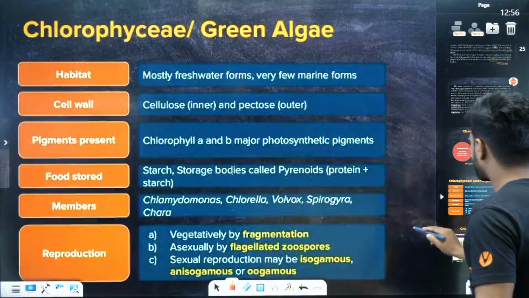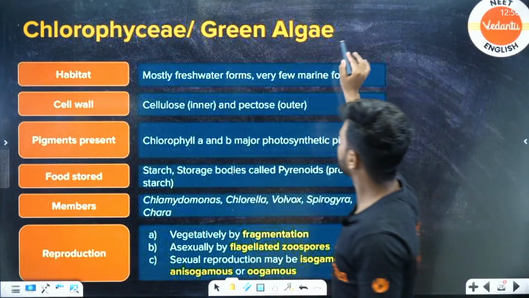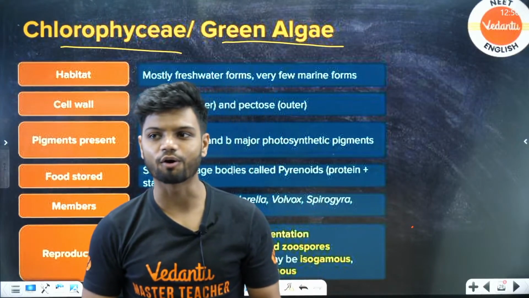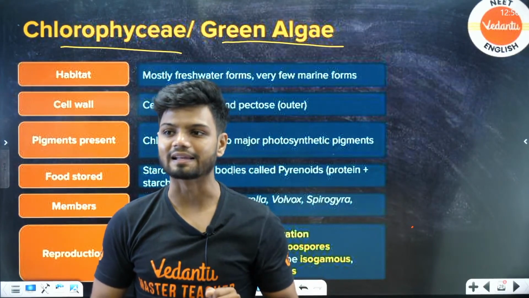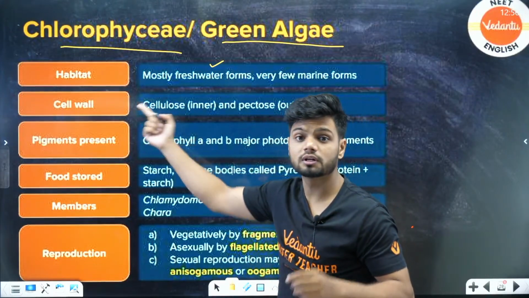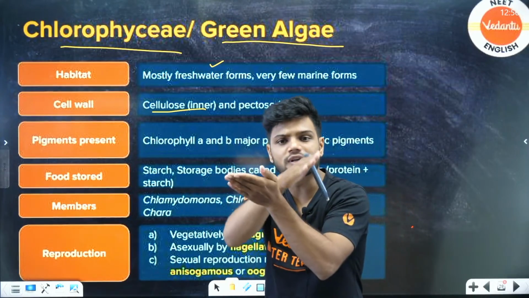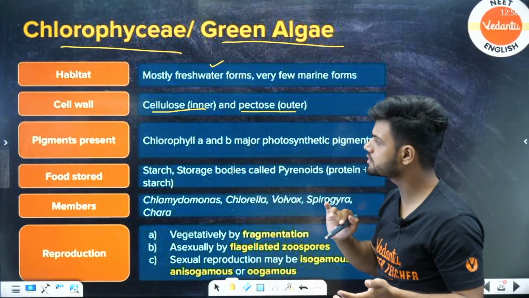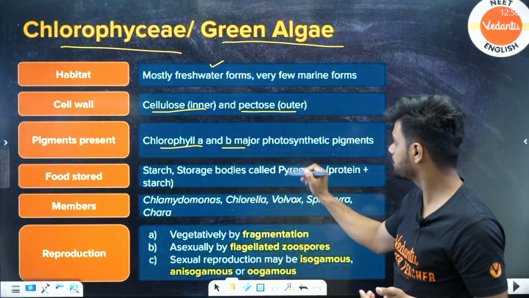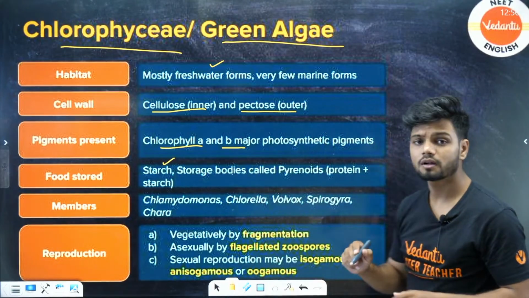Now, based on the pigment, we have first type of algae called your Chlorophyceae, also called your green algae. For example, habitat is mostly fresh water. Cell wall, did we learn there? Yes. Cell wall, inner is going to be cellulose, outer is going to be pectin or pectose. Pigment is going to be chlorophyll A and chlorophyll B, major pigment. Food storage we learned, starch as well as your oil droplets.